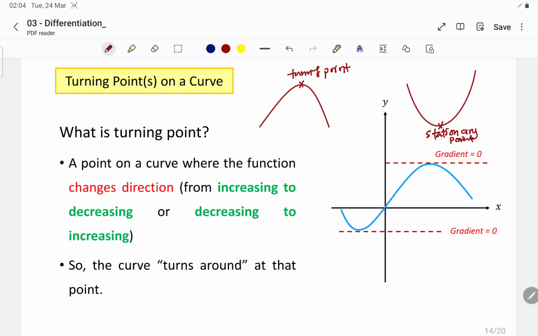At this turning point, because it is a point on a curve, we learned already that a straight line touching a point on a curve is called a tangent. When you have a line that touches this turning point or stationary point, the gradient is equal to 0. Mt just now equal to 0. It doesn't matter whether it is here or here, the gradient is equal to 0. Mt is equal to 0 when it is a turning point.